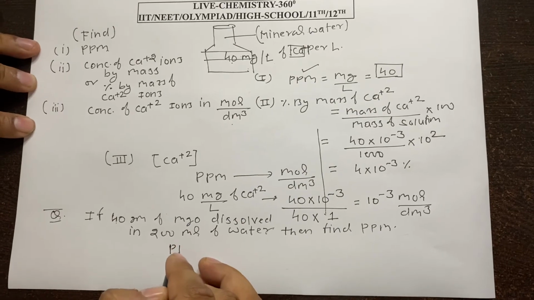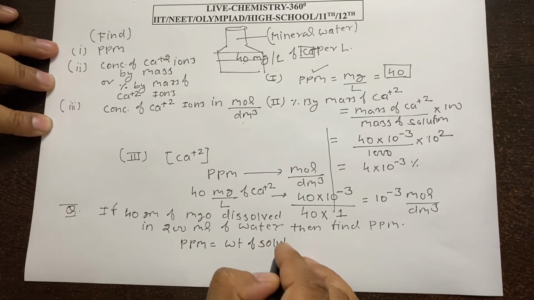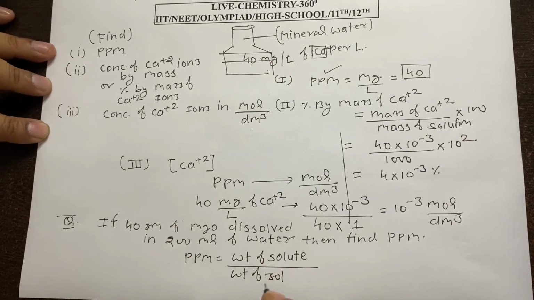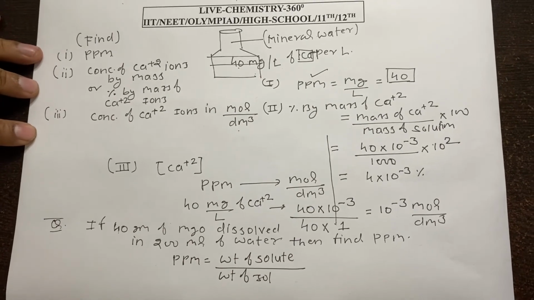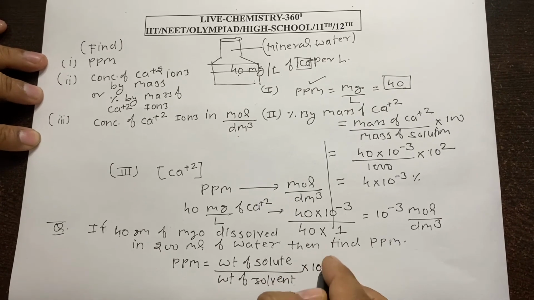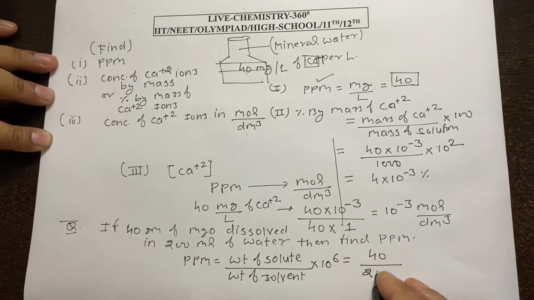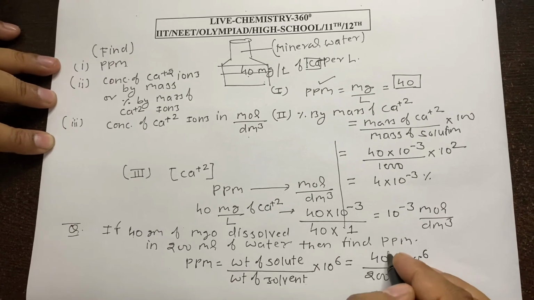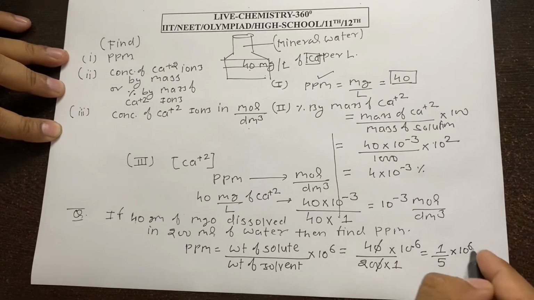So simply we can calculate ppm as the weight of solute upon the weight of solution. You know that in this case the weight of water is considered because the weight of solution is approximately equal to the weight of solvent, because the solvent content is very high. So we multiply by 10 to the power 6. The weight of solute is given as 40 gram and the weight of solution will be 200 into 1. So what will you get? You will get 1 by 5 into 10 to the power 6 ppm.